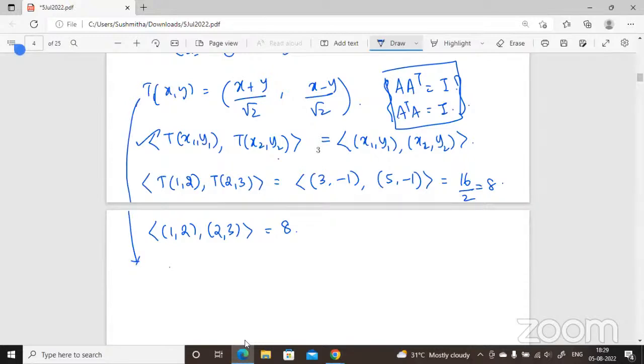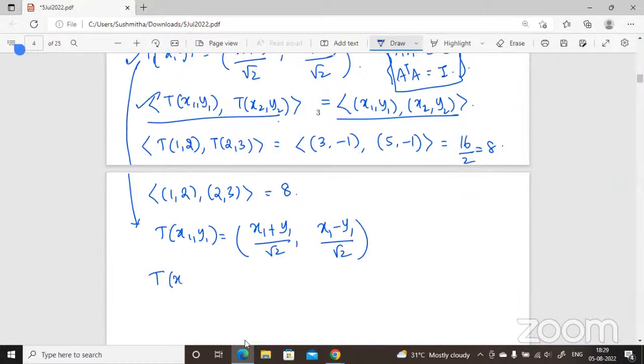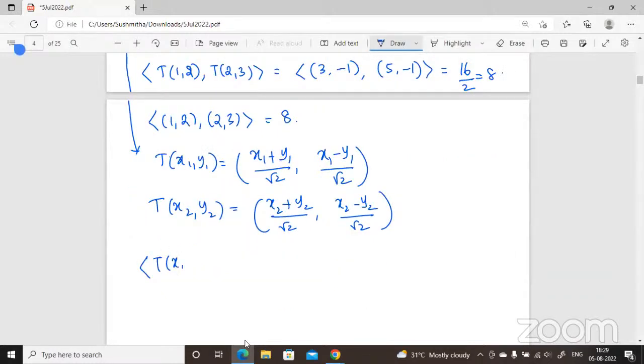So in this case, is it? In this case, yes, it is an orthogonal transformation. I'm sorry, I seem to have forgotten. How do we check now? Next step. Yeah, you do this. You first find out what T of x1, y1 is, what T of x2, y2 is, and then the inner product of these two. What is the inner product of these two?